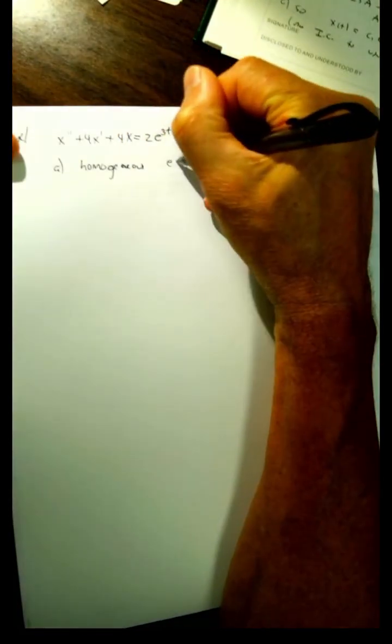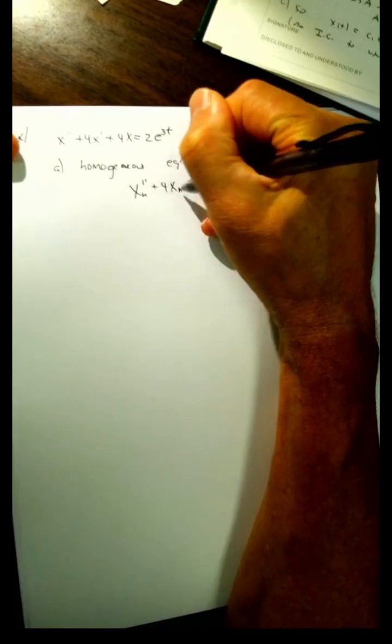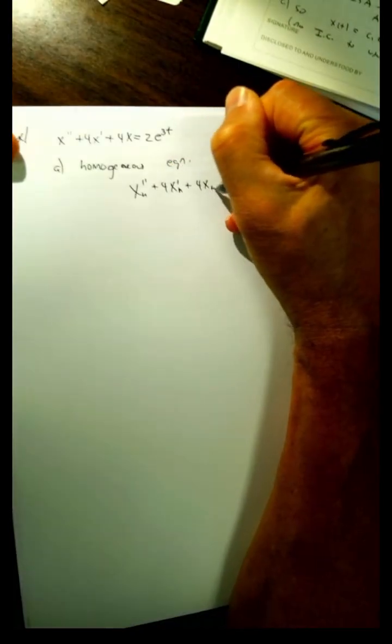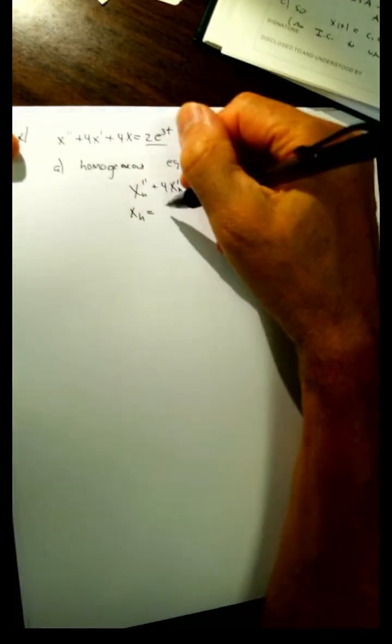x double prime plus 4x prime plus 4x equals 2e to the 3t. First step: solve for the homogeneous equation, xh double prime plus 4xh prime plus 4xh equals 0. So I took this and replaced the right-hand side with 0. This is the exact same thing as the previous example.